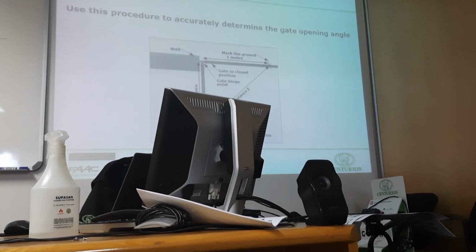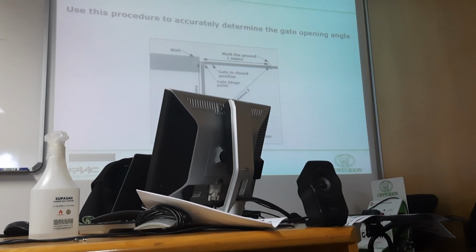So by doing a few steps, you can determine, will this gate be able to do the angle that the client wants, or the angle that you want it to do. Okay? So we're going to look at the Z value. So how do we get the Z value?